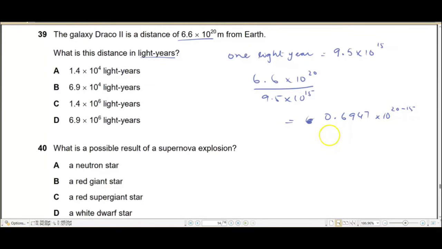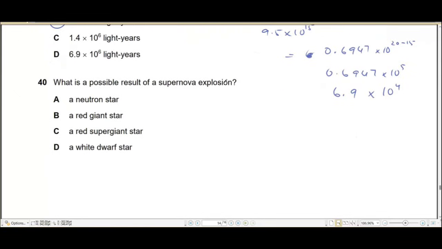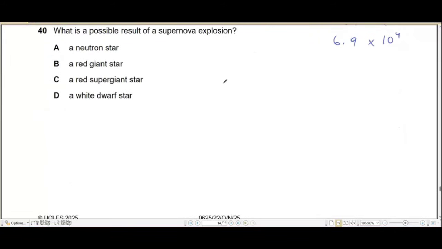We can always do that. So 0.6947 times 10 raised to the power 5. So this can be equal to 6.9 times 10 raised to the power 4. Moving it forward, and this is going to get here. So B is our correct option. So this is a simple question. If you know the value of 1 light year, you can easily do that.